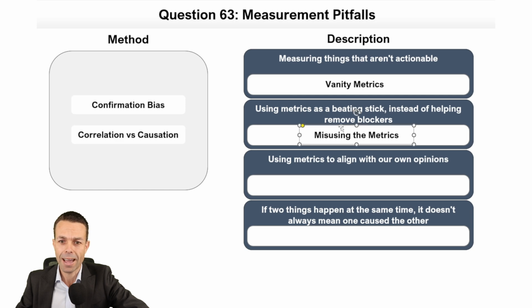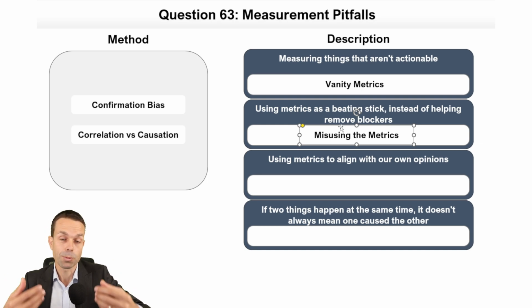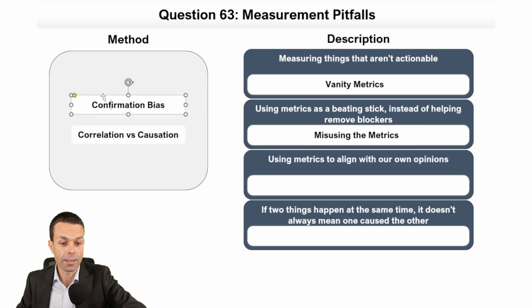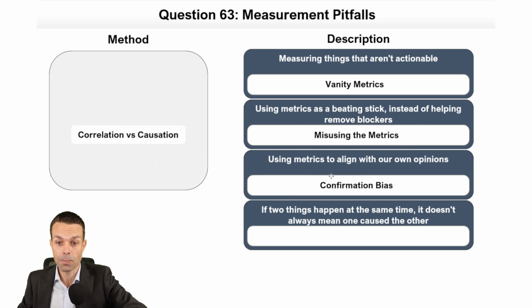Have you ever had someone use these metrics and just say, well, you just need to go faster? But really, if we're leading properly, or especially in Agile servant leadership, we should be using the metrics and saying, how can we remove those blockers for you to get what you need? How can we get you what you need to do the job that you need to do? Using metrics to align with our own opinions, that is confirmation bias again. And the last one, this is one of my favorites.